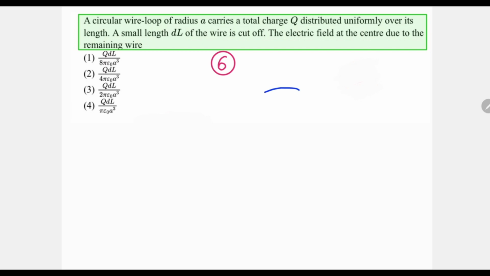So, we can visualize the situation. This is a circular wire loop of radius A. In this circular wire loop, a small portion you have removed. That length is given in the question as dl. So I am marking it here dl.